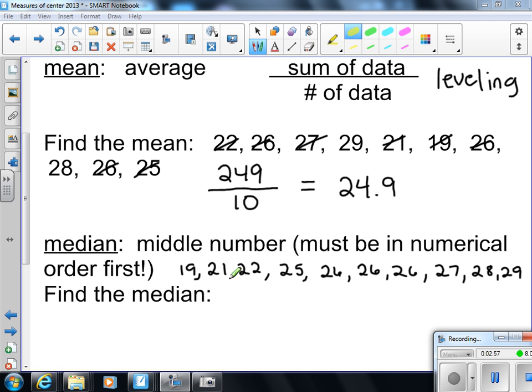Okay, so now that I've put them in numerical order, the first thing is I must find the median or the middle number. There are 10 pieces of data, so I want to pick the one that's in the middle. 1, 2, 3, 4, 5. Is there any one number in the middle? No. So I have to find the average or level out my middle two numbers. So my median would be 26.